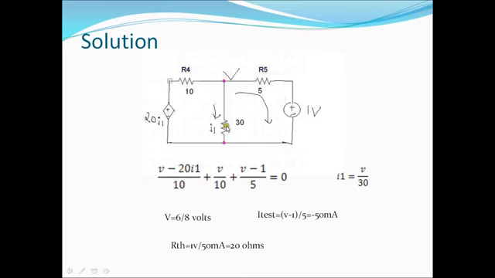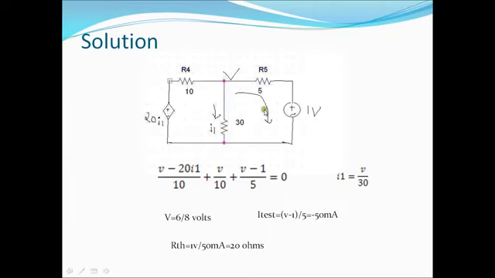So this is the KVL. You can see V minus 20I1 upon 10 plus V upon 30, V by 30, plus V minus 1 upon 5 is equal to 0, and I1 is equal to V by 30. So substituting the value of I1 here, we get V is equal to 6 by 8 volts.